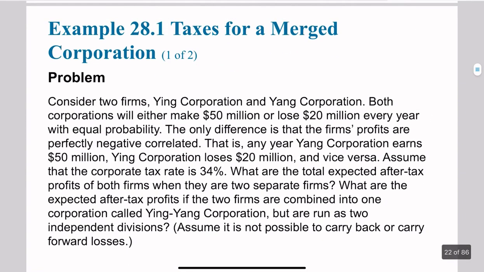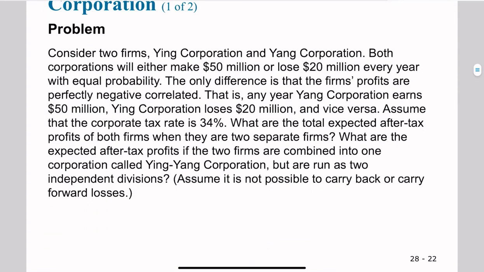Okay, let's see this example here. We consider two firms, Yin Corporation and Yang Corporation. Both firms will either make $50 million or lose $20 million every year with equal probability. The only difference here is that the firms' profits are perfectly negatively correlated. That is, if Yang Corporation earns $50 million, then Yin Corporation loses $20 million, and vice versa. Assume the corporate tax rate is 34%.